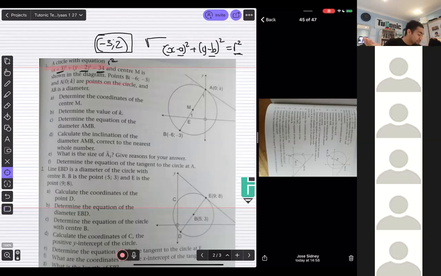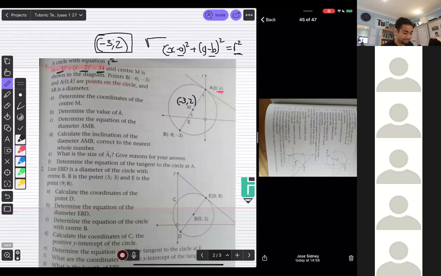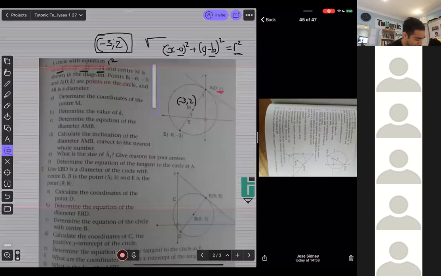Now, look at the first question. Determine the coordinates of M. What's M? The center. (-3; 2). You see, so we've really answered this already. Okay, (-3; 2). Determine the value of K. Where's K? What do you guys think? Let me make it bigger for you guys.